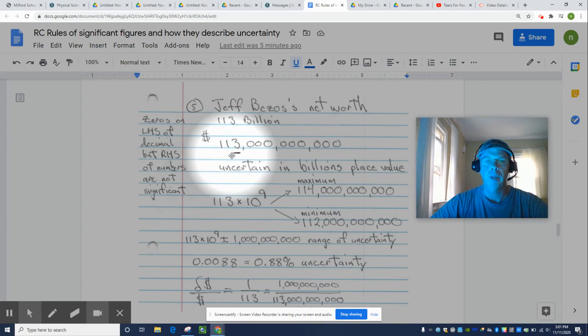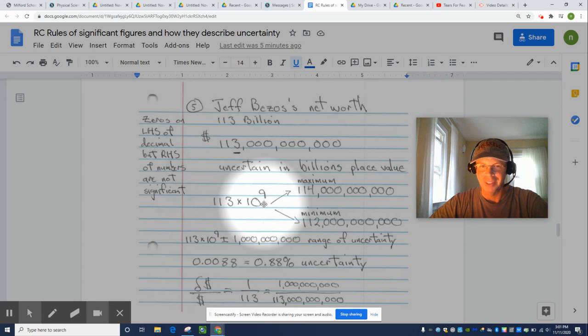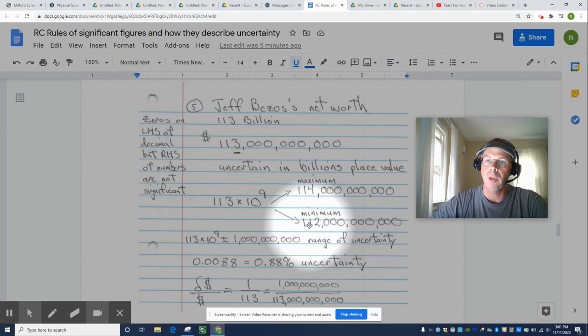And here we go with Jeff Bezos, the richest man on Earth. Oh, is he worth, I don't know, 113 billion? Well, whatever. Amazon just keeps going up and up, so he'll be worth 140 billion by the end of the week. Here's the crazy thing. Scientific notation is obviously better than writing 9 zeros. So 113 times 10 to the 9th could be as big as 114 billion or as small as 112 billion.